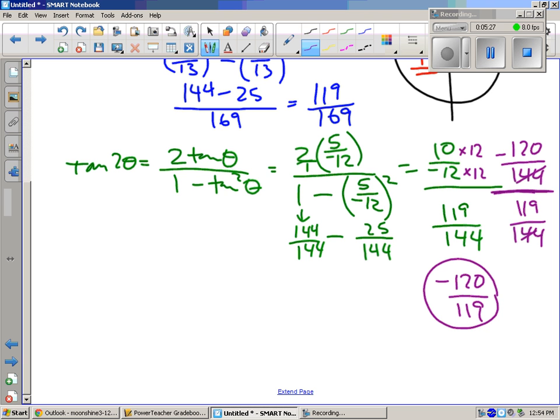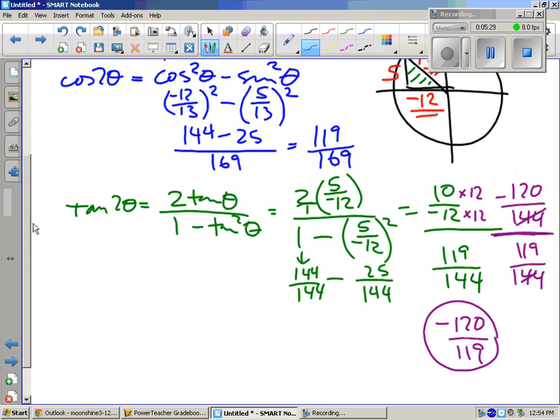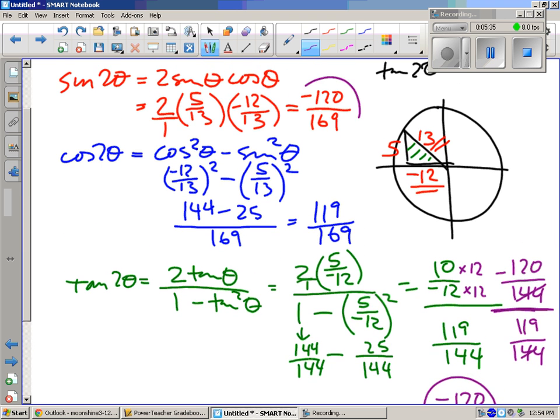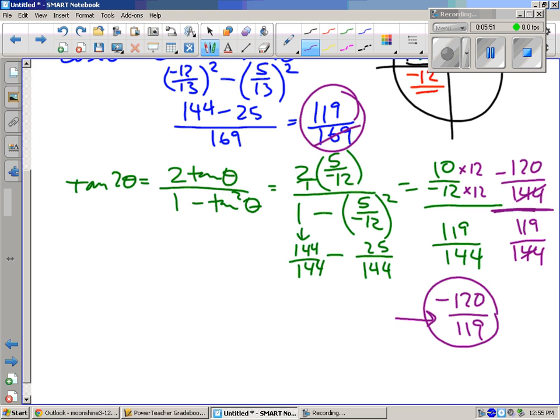That's for tangent. Now I want you to look at something and notice that sine is negative 120 over 169, and cosine is 119 over 169. And that's exactly, if I put those over each other, the 169s will go away, and I'll be left with negative 120 over 119. So you don't have to go through all this if you don't want to. Once you find sine and cosine, you can just go straight to tangent instead of doing the whole formula. Save you a little bit of time.